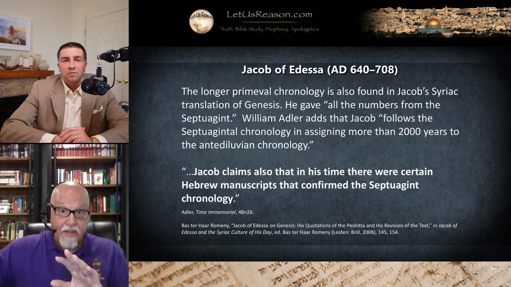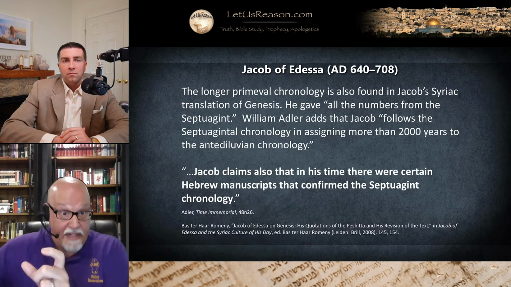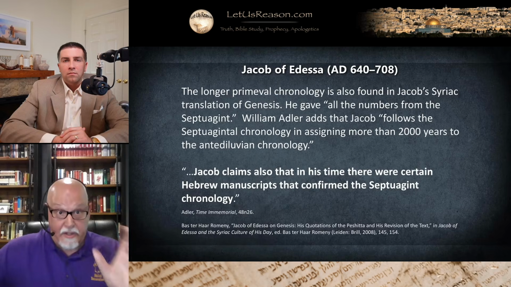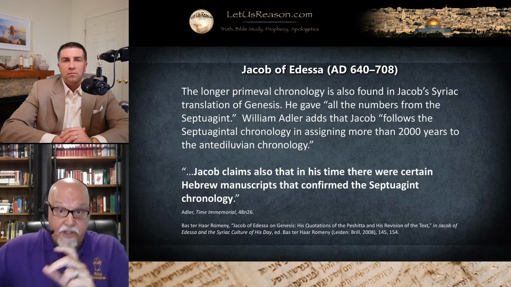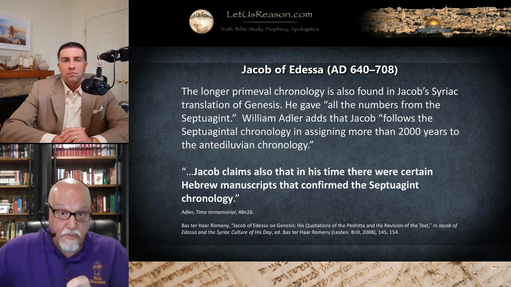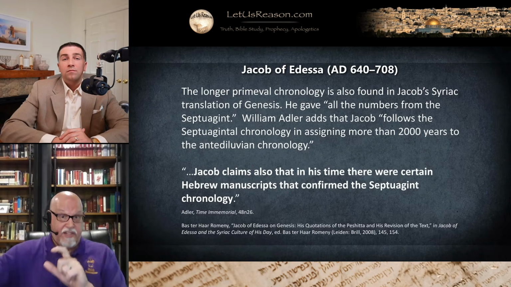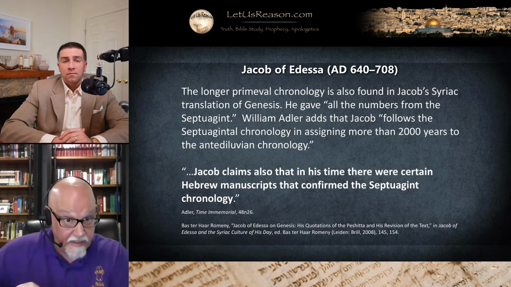He goes on, his translation of Genesis, so he did his own Syriac translation. He didn't like the Syriac Peshitta, which is what it was called. He wanted to do his own translation. But Jacob uses the longer chronology and claims that there were certain Hebrew manuscripts at his time that confirmed the Septuagint chronology in the 7th century in Syria.